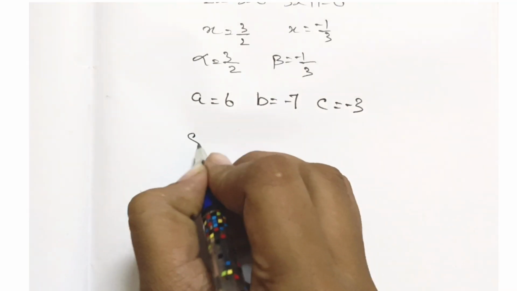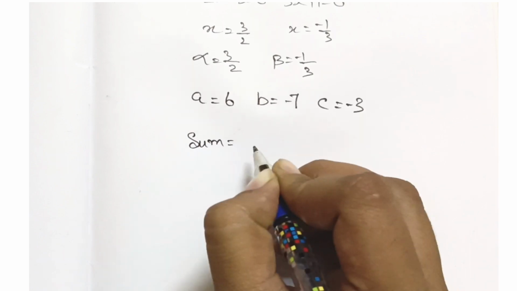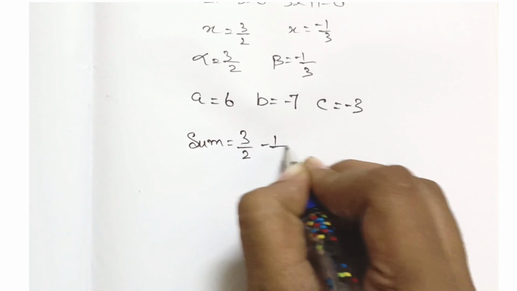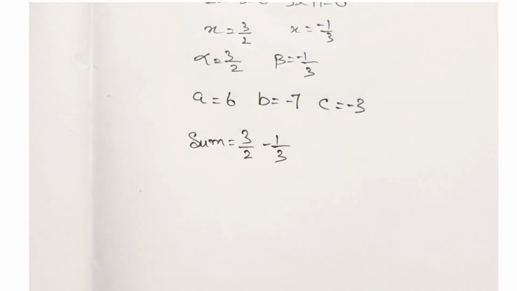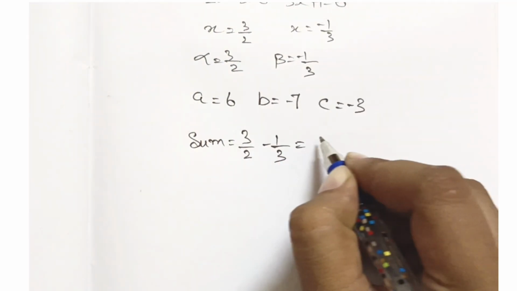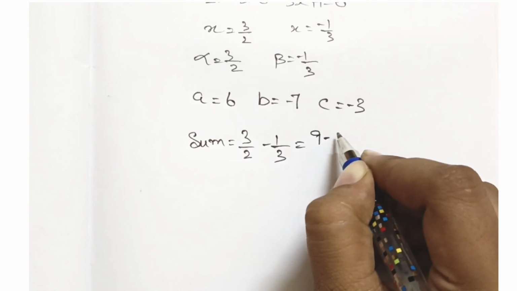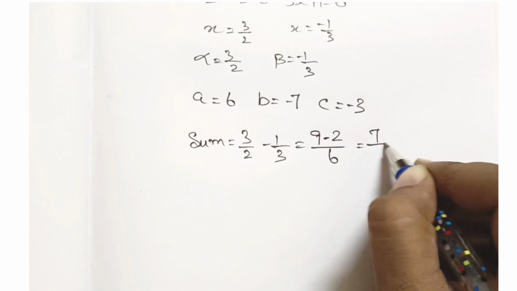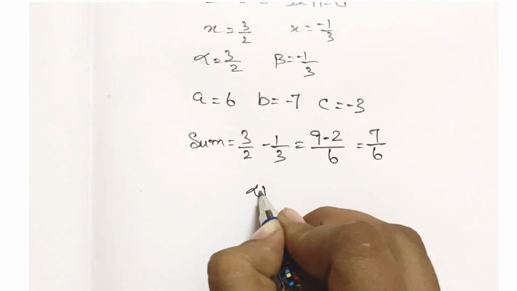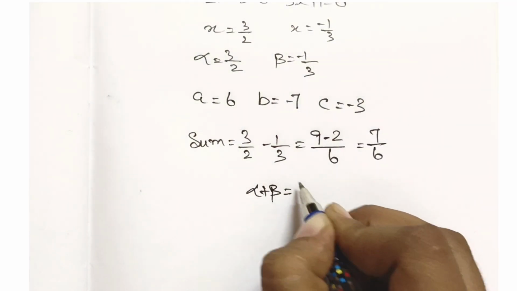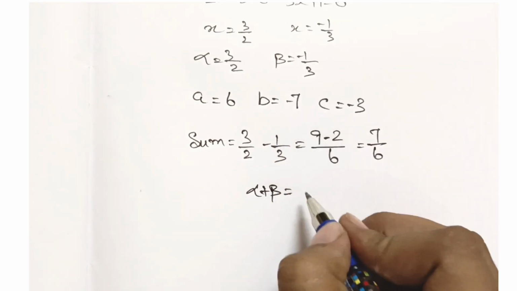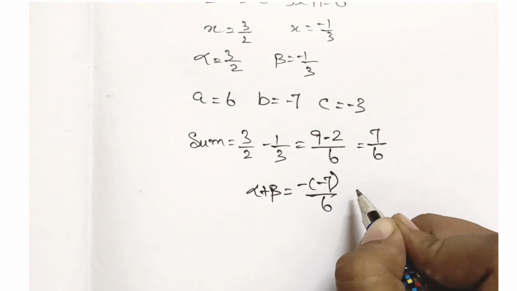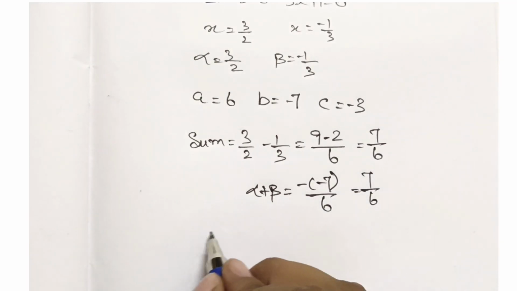Next, we are going to verify the relationship between the zeros and the coefficients. Sum equal to 3 by 2 minus 1 by 3. Take LCM, you get 9 minus 2 by 6 equal to 7 by 6. And alpha plus beta equal to minus b by a. What is b? Minus 7. What is a? 6. So 7 by 6.